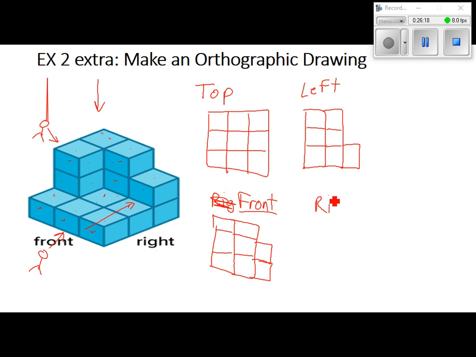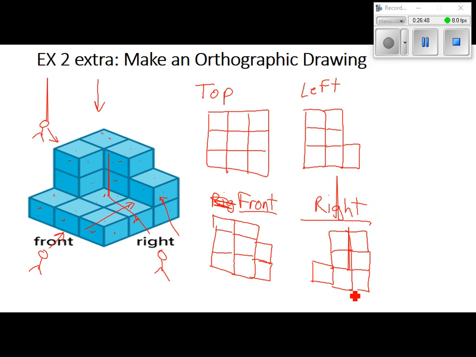Then the right view, me standing out here, I look down here, this way I see 1. Here, looking down this row, I see 1, 2, 3. And then looking down this row, I see 1, 2, 3. So those are my views.